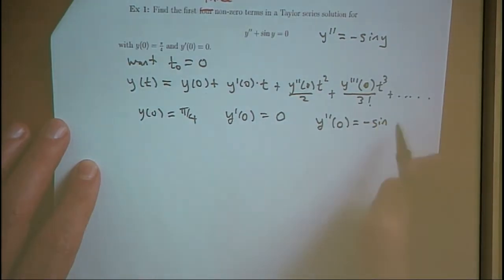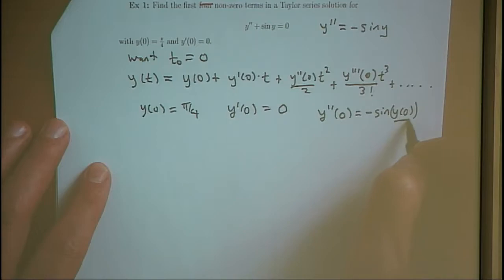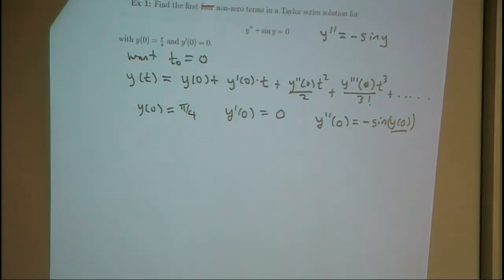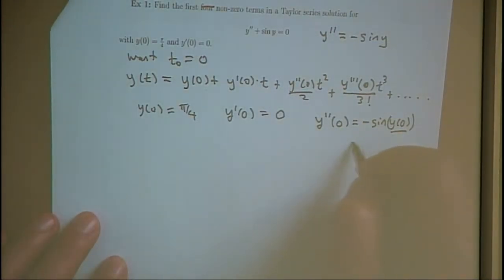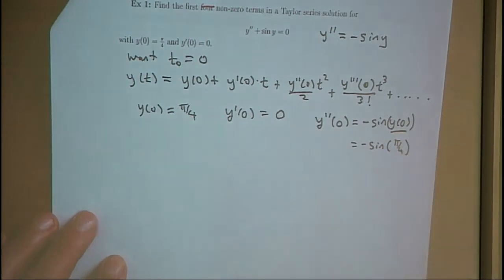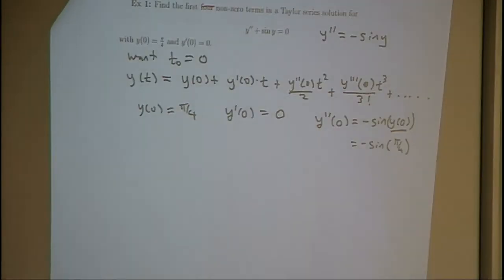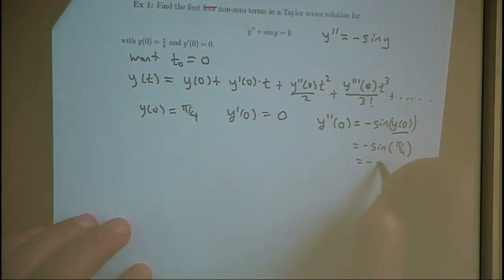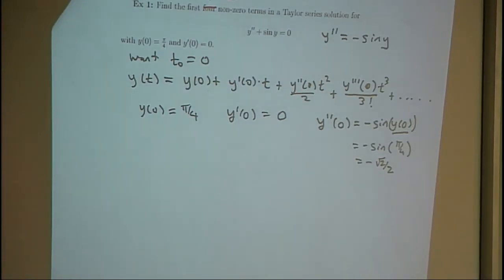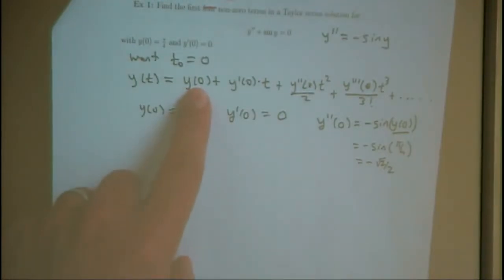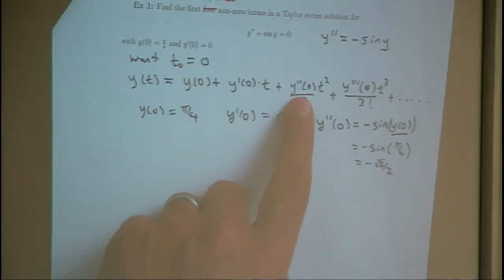Okay, here comes a mistake. You're not going to put 0 there. It says y. t is 0, so y is not 0. So make sure you caught that. That's important. That is y of 0. And so y double prime at t equals 0 is negative the sine of y of 0, but that's given. That's pi over 4. You can sort of see how this is going to go. This answer here then is minus the square root of 2 over 2, the sine of pi over 4 being the square root of 2 over 2. And so we've got that term, the y double prime of 0 term.